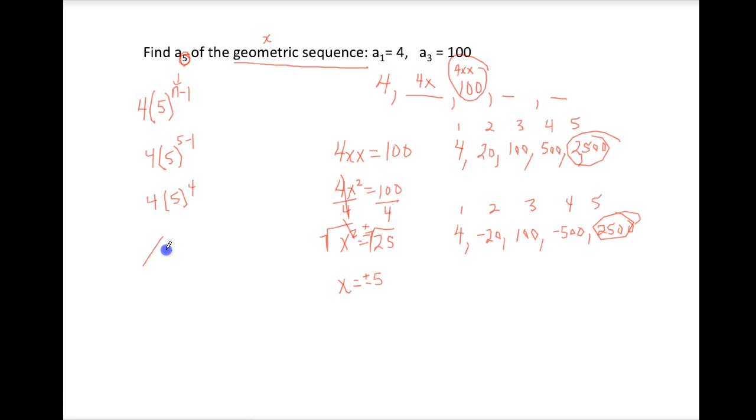That gives me 4 times 625. My writing's not coming out real clear right now. And 4 times 625 is 2,500. So again, either way, we still get 2,500 for our answer.